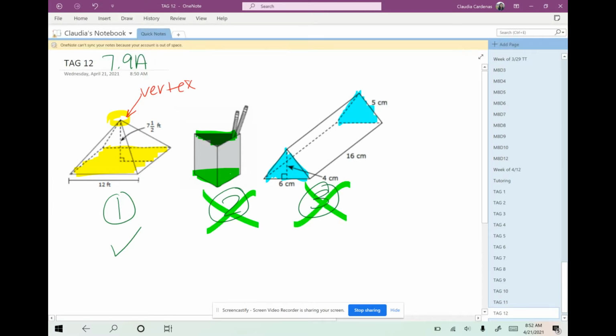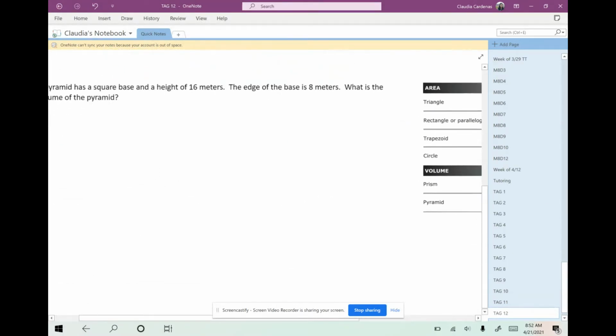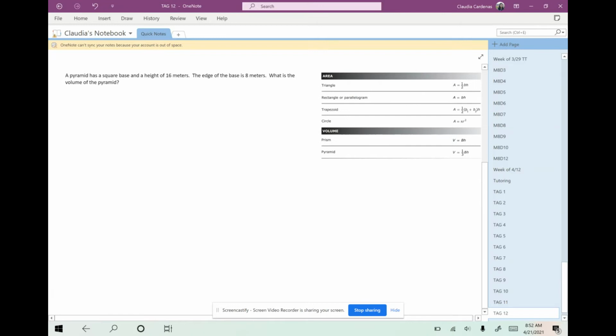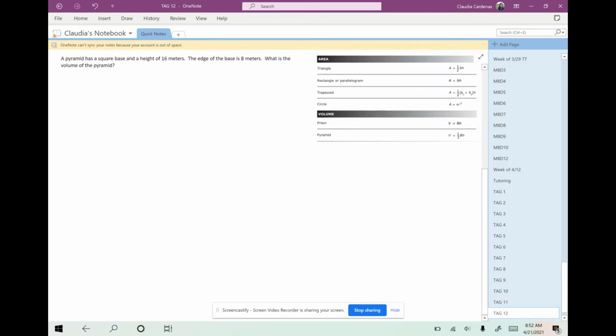7th graders often make this mistake on STAAR because it can be very tricky, so please be careful. Let's go ahead and review this problem together before we begin practicing some more problems today. So let me zoom out.